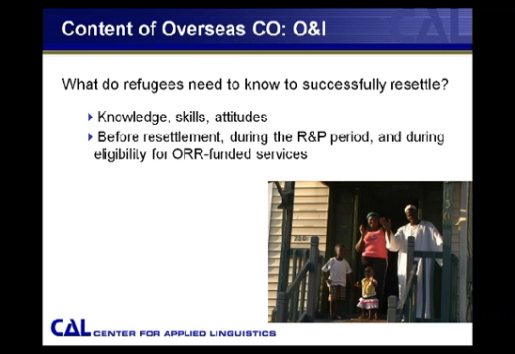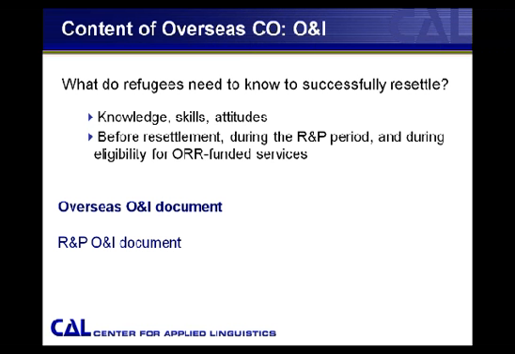A working group called the Cultural Orientation Working Group worked over an extended period of time with many stakeholders, including resettlement agencies, federal partners, CAL, our CO colleagues, and others, to look at the basic knowledge, skills, and attitudes that we would hope refugees come out of orientation having acquired, both overseas and domestically. We created two sister documents. One codifies the content for overseas orientation, and is the Overseas Objectives and Indicators document, and the other one that was recently completed does the same thing for R&P orientation.